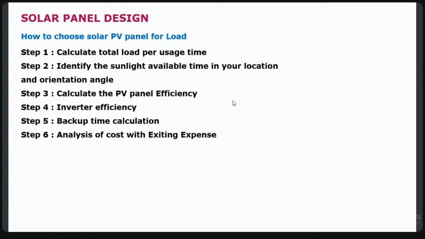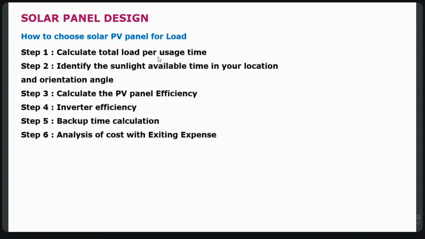And we need to calculate the PV panel efficiency. If you follow this procedure, then you can build your own standalone PV system, and all the components will be available in the market. You need to identify them for the particular model. Suppose you want to calculate the total load per usage time, what is the average time? Average time means how much time it will be in working condition. We need to calculate that average time.